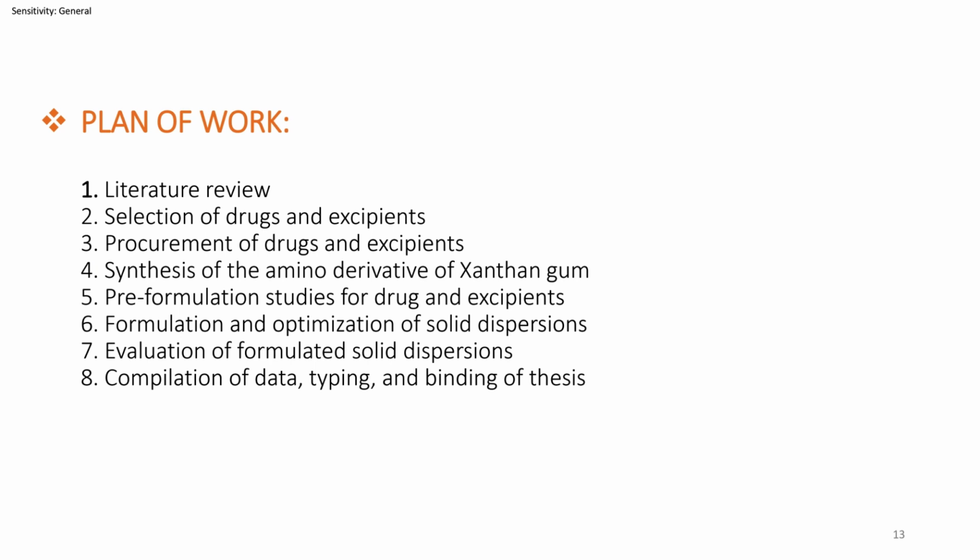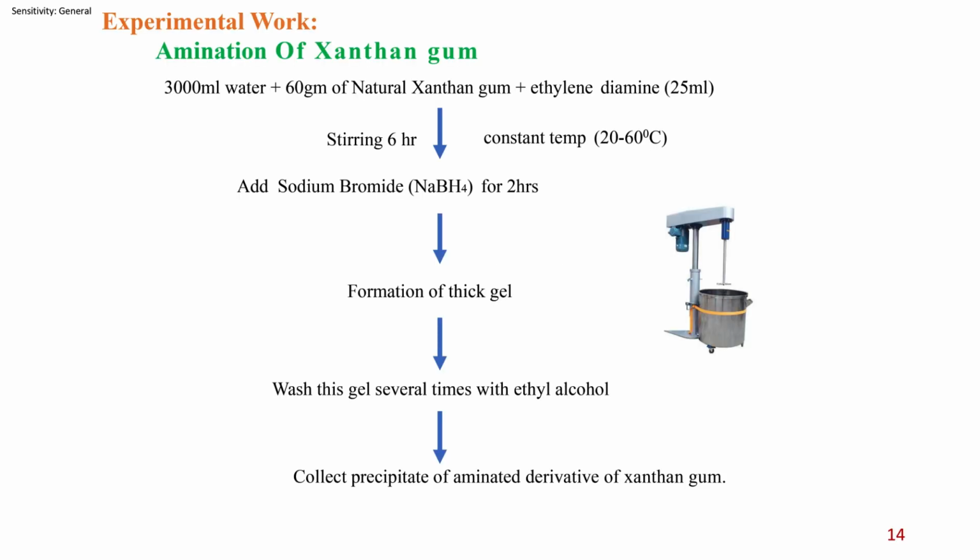Moving further, how we did the amination of xanthan gum. First, we took 3000 ml water plus 60 ml of natural xanthan gum plus 25 ml of diethylamine. Then we stirred it for 6 hours. After that we added sodium bromide for 2 hours. Then there was a formation of thick gel. Then we washed that gel with ethyl alcohol. After that we collected the precipitate of the aminated derivative of xanthan gum.